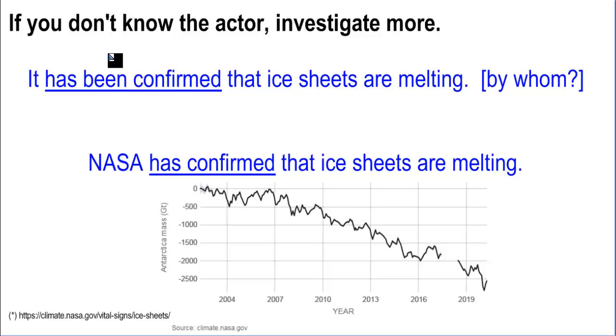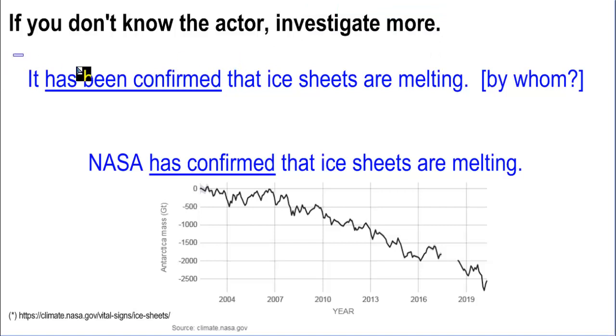Okay, so if you don't know the actor, investigate more. Sometimes you can use passive voice to avoid saying who did the action. But in this case, it makes you sound a little bit unprofessional, or a little bit less confident in your answers. Because if the point of your text is to investigate, well, then you have to investigate. So usually you have to know who did the thing.